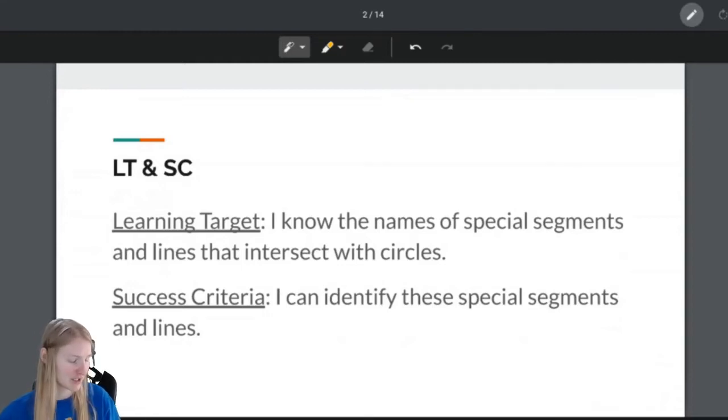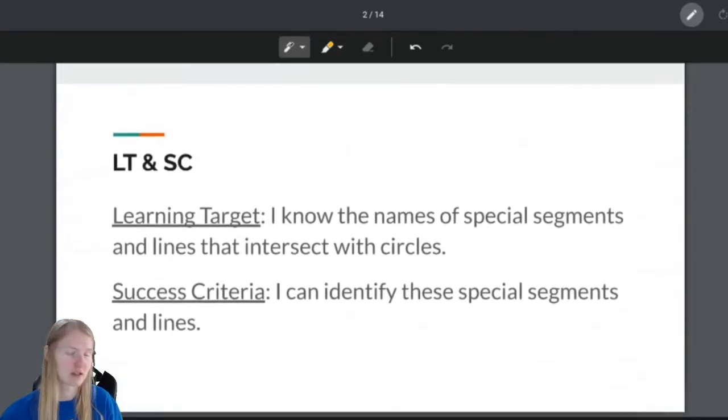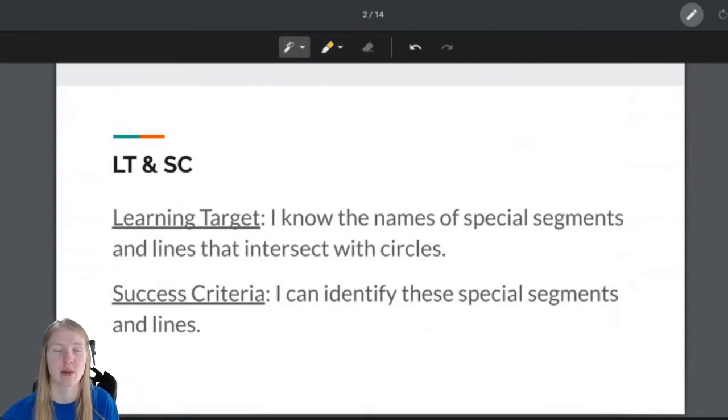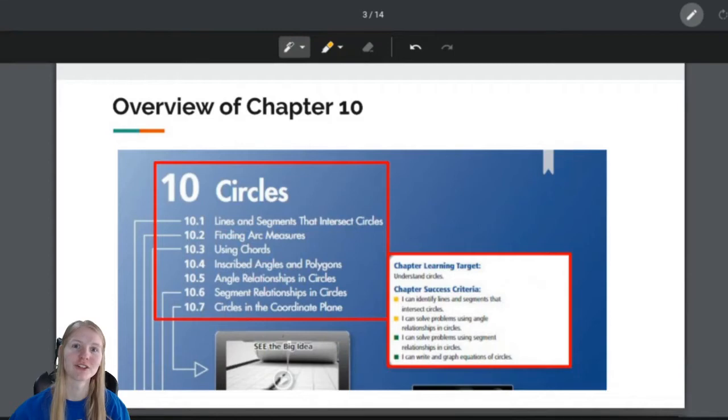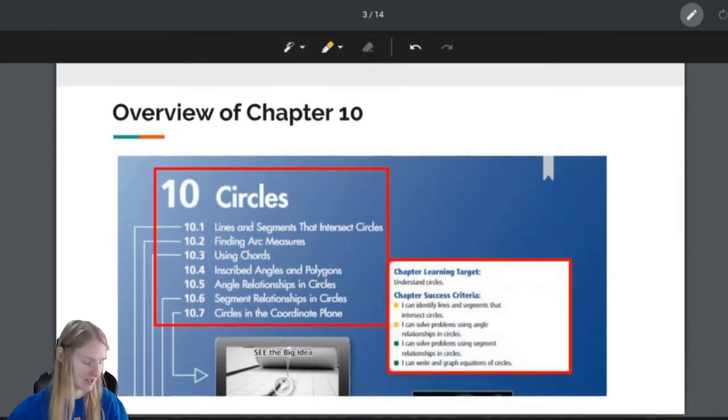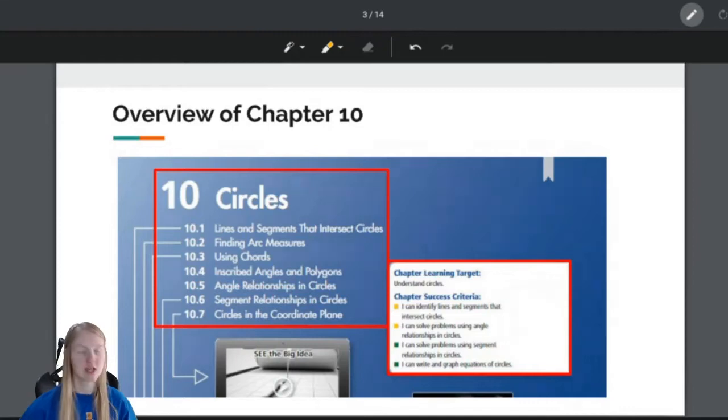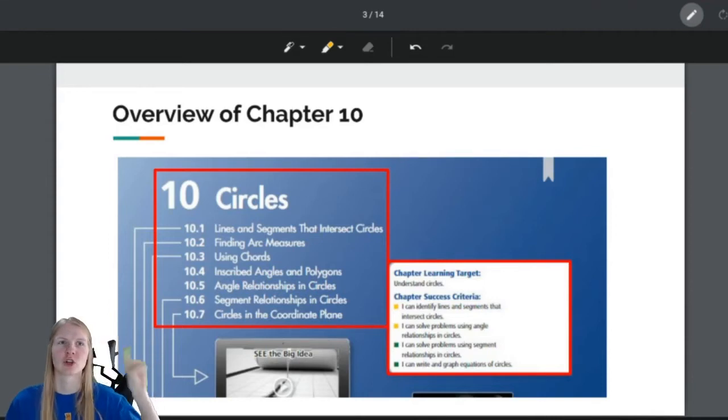So hopefully you have noticed that yesterday and the day before we completely wrapped up chapter 9. We did a chapter 9 test. So we are moving on to chapter 10, which is all about circles. Here I want you to see an overview of chapter 10 and what we're going to do. We're going to look at lines and segments that intersect a circle. That is what our learning target and success criteria are for today.